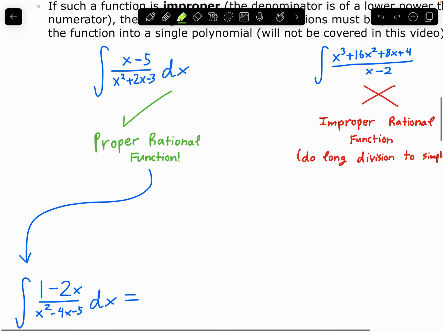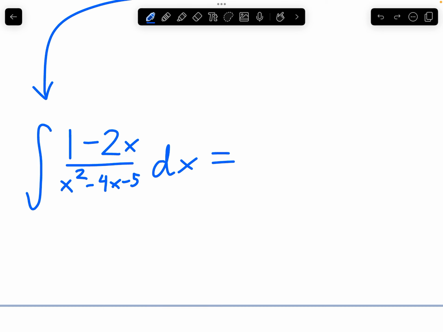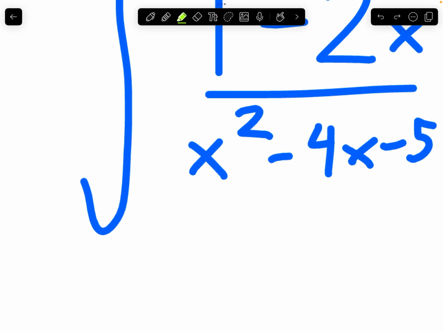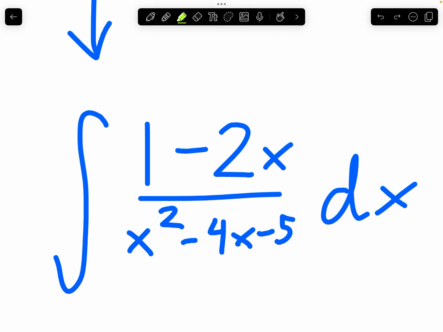All right, so we're going to start off with just the one example problem here. Here in this problem, the first thing we want to make sure, as I just said, is: is this a proper rational function? Yes, it is. We can see that because the denominator's highest power is x squared, and the numerator's highest power is purely x to the power of one. This is a proper rational function.